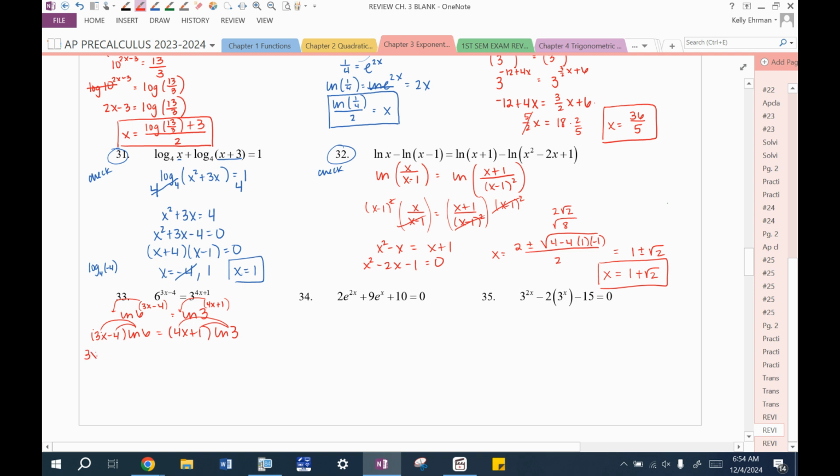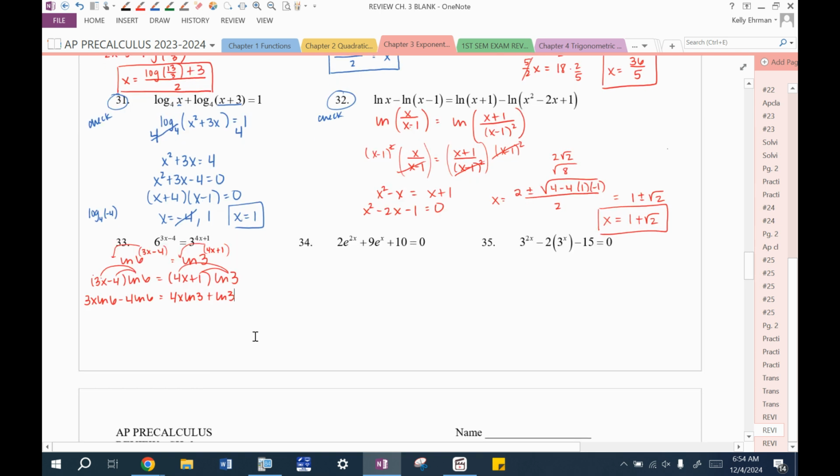So this is 3x ln 6 minus 4 ln 6 equals 4x ln 3 plus ln 3. The next step for this type of problem is to always get the x's on the same side. So I'm moving them to the left. Subtract 4x ln 3. And then keep the non-x's on the right side. So there's already a natural log 3. We're going to add 4 ln 6. You get the x's on the same side so you can factor an x out. Nothing's happening on the right side.